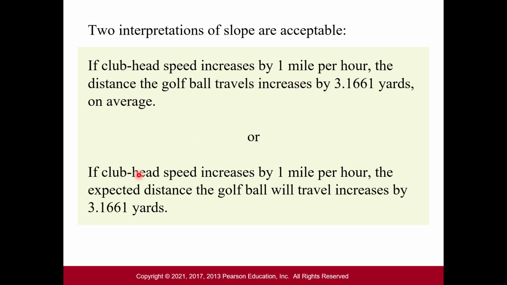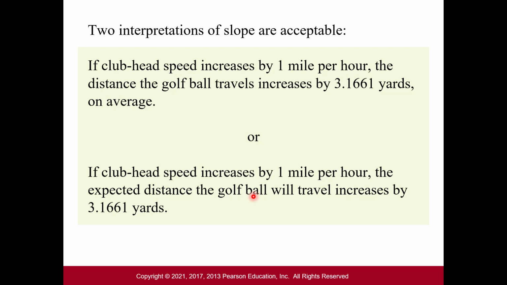The other way to interpret it uses the same numbers. If the club head speed increases by 1 mile per hour, then the golf ball will travel a distance increase of 3.1661 yards, but that's the expected distance. So we expect that for a 1 mile per hour increase in the club head speed, the distance will increase by 3.1661 yards for a particular ball.